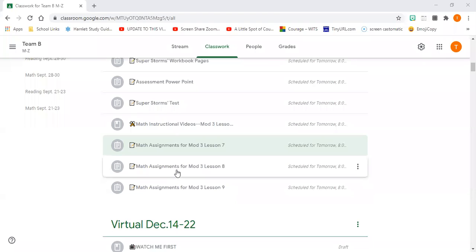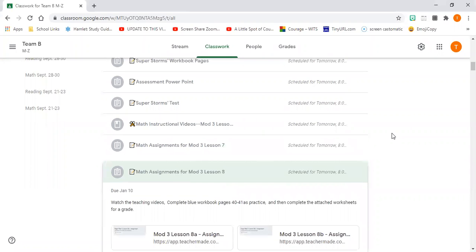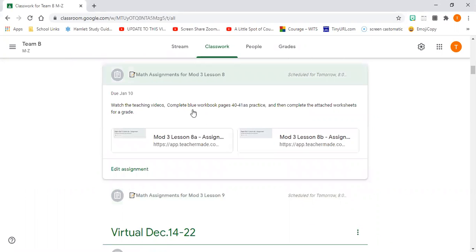Okay, boys and girls, I want to show you how to complete lesson 8. One thing I did not mention in lesson 7: I do give you blue workbook pages to complete in your blue workbook for practice. I do expect those to be done, even though you're not turning them in. I will be checking them when you come back to make sure that you've done the pages that I've given you as practice, because you will get participation for that. So make sure you do complete the workbook pages as well.